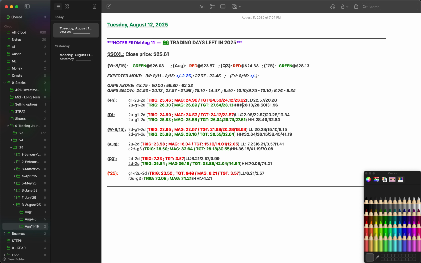So just a reminder, as we move to the daily triggers and targets, if there's a strat reversal on the 4-hour, the magnitude of that strat is generally the trigger for the daily strat. So in both cases, there's a reversal. This one a 3, 2 up, 2 down. This one a 2 up, 1, 2 up. That magnitude is going to be the trigger for the day.